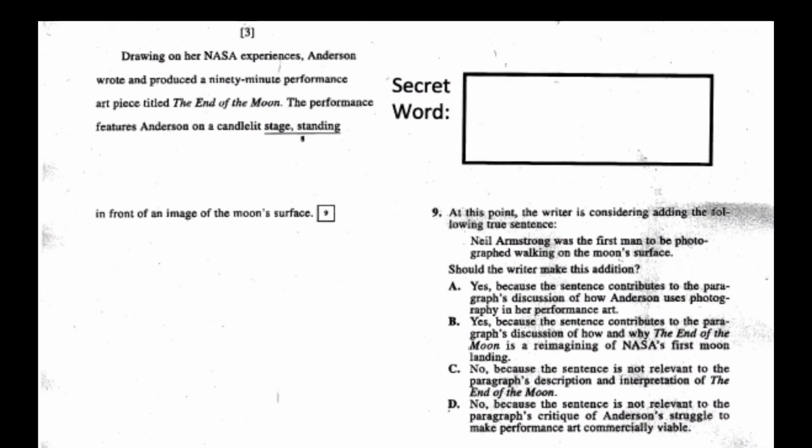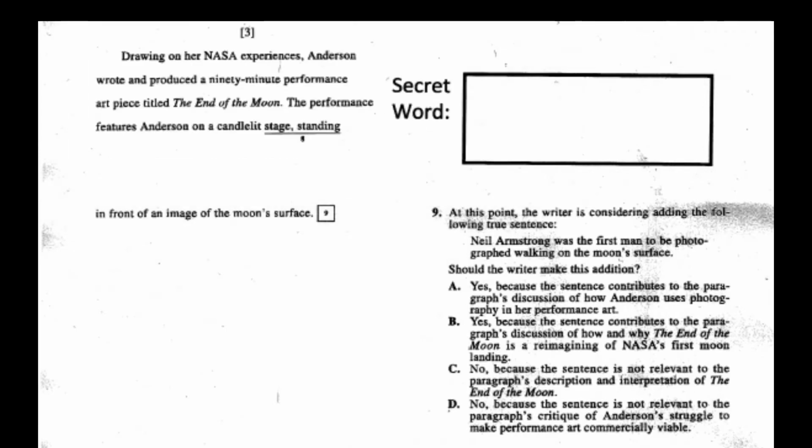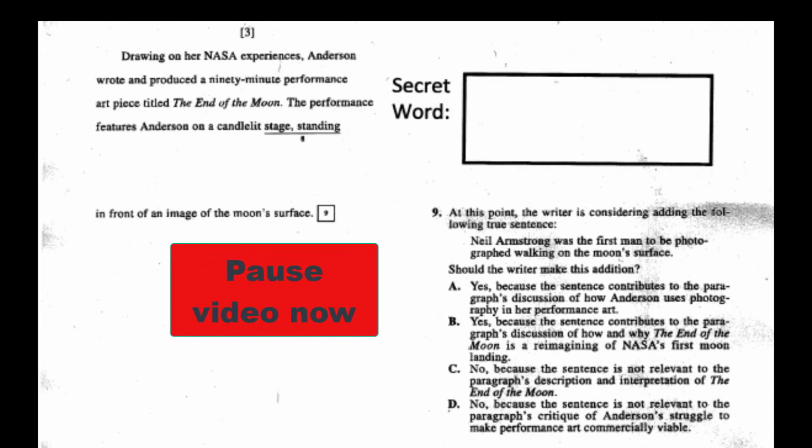All right, practice problem number 9. Remember, we're going to use the candy list rule by looking at the topic sentence. Number 9 states, at this point the writer is considering adding the following true statement: Neil Armstrong was the first man to be photographed walking on the moon's surface. What I'd like you to do here is take a look at your topic sentence, and then see, is that what we're talking about? Yes, or no? Go ahead, pause the video here. Look at the topic sentence and then answer the question. We'll be back in a second with the answers. Pause the video now.